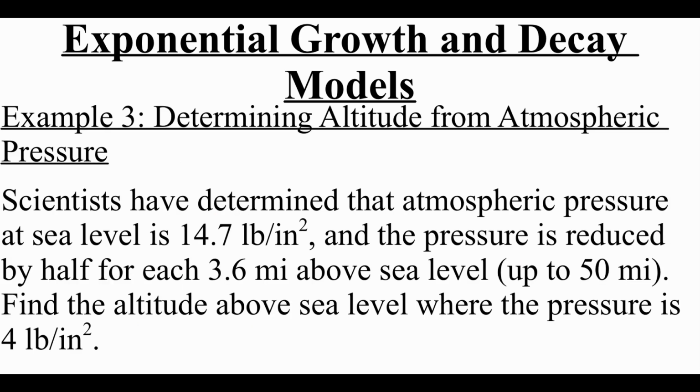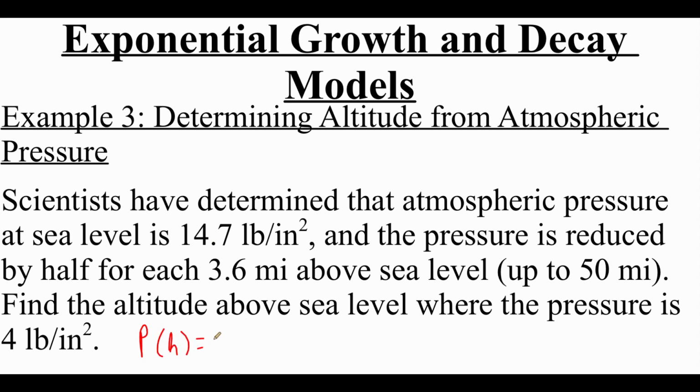In this example, we're going to look at determining altitude from atmospheric pressure. So scientists have determined that the atmospheric pressure at sea level is about 14.7 pounds per square inch, and the pressure gets reduced by half for every 3.6 miles above sea level up to about 50 miles. We want to find the altitude above sea level where the pressure ends up being 4 pounds per square inch. Now we're going to think about this sort of like our population model, but we're going to be thinking about pressure based on our height.